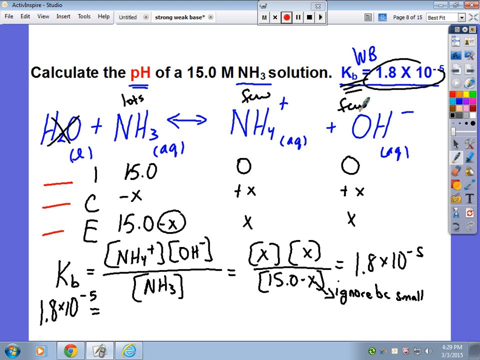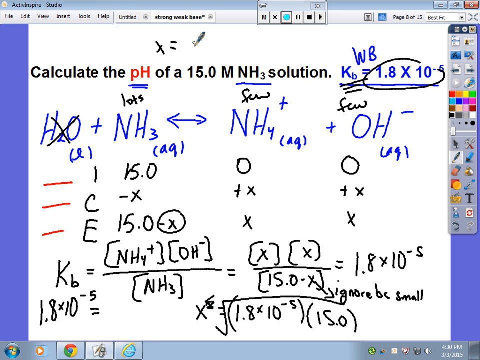Okay? So when you do that, you have x squared equals 1.8 times 10 to the minus 5 times 15. And you're going to go ahead, because there's an x squared, and you're going to square root this whole entity. And you're going to come up with an x equal to 1.6 times 10 to the negative 2. Now what is that x? It's the molarity, and it's the molarity here of my OH. So this is equal to my OH minus ion concentration.